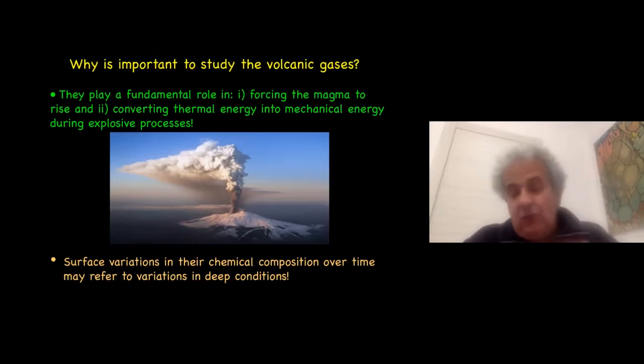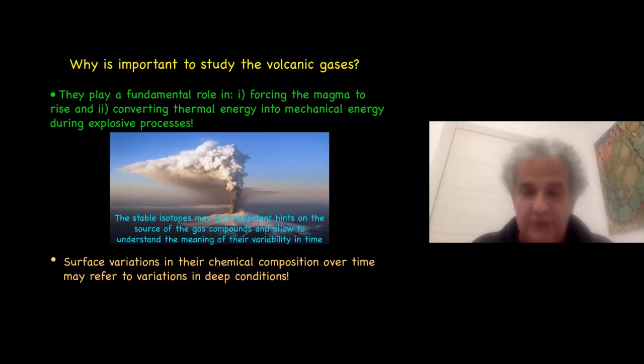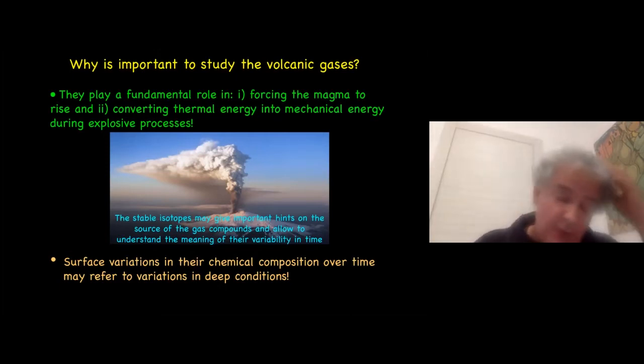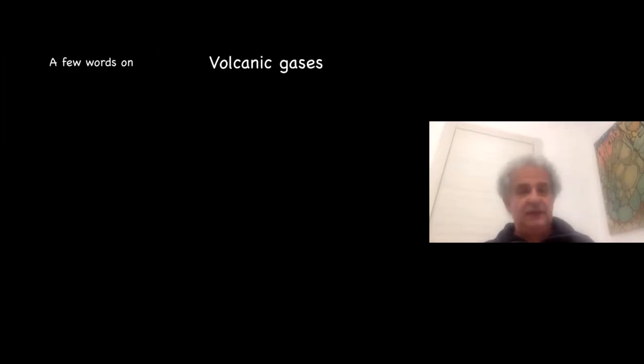This means that the variation that we have at the emergence point may reflect what is going to happen down inside the volcano. Why stable isotopes? Because they may give important hints on the source of the gas compounds and may allow us to understand the meaning of their variability in time. This means that the stable isotopic ratio is not constant, it may vary with time. And this is important because it may allow us to understand what is going on in a certain volcanic system.